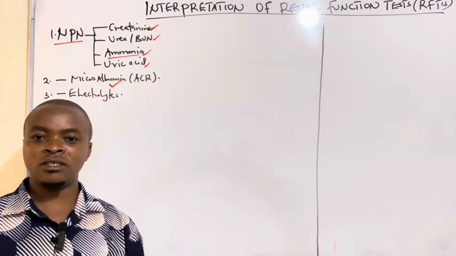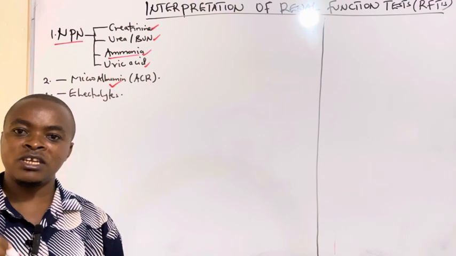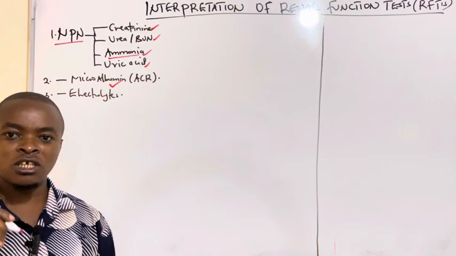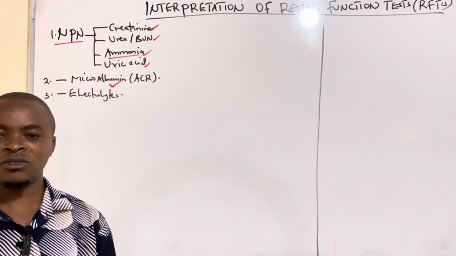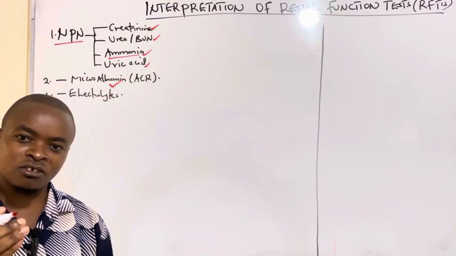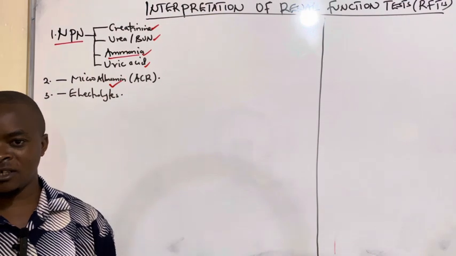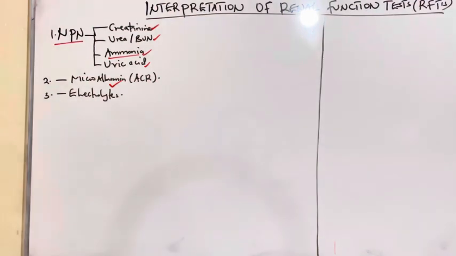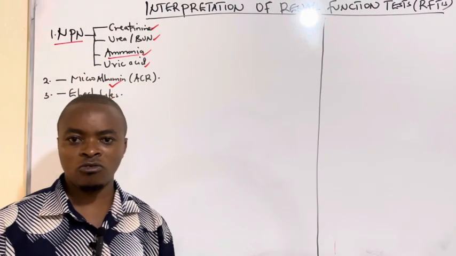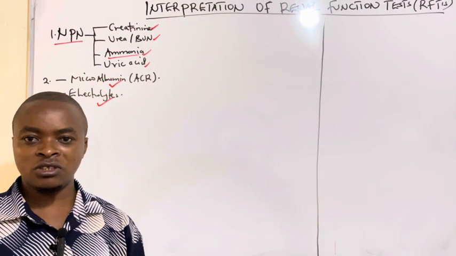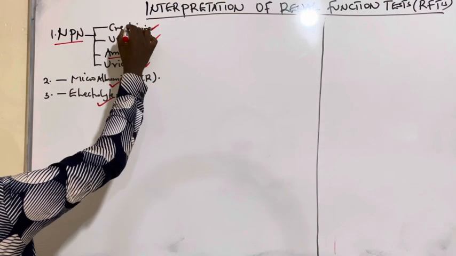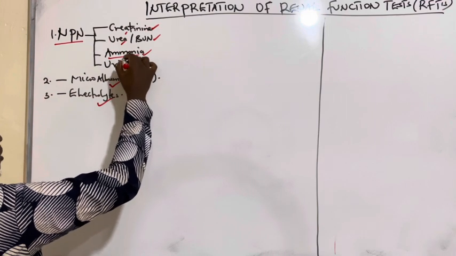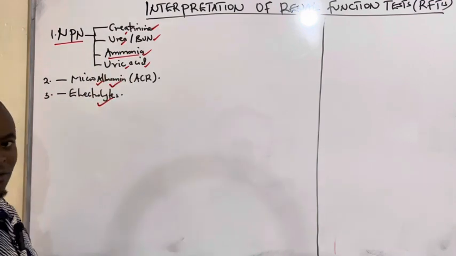which is a new test that has come on board, which we can call the microalbumin creatinine ratio, which we can use to diagnose kidney function. Even before you get signs and symptoms, you can be able to know that you are at risk of developing kidney diseases using the microalbumin creatinine ratio. And then lastly, it is electrolytes, but in this video we shall not talk about electrolytes. We shall talk about interpretation of electrolytes in the next video. So in this, we are going to focus on creatinine, urea, then uric acid, and microalbumin.